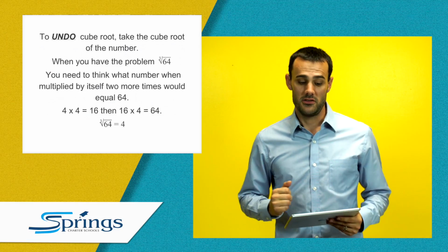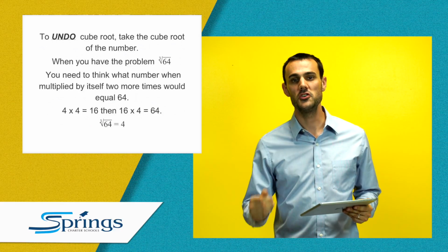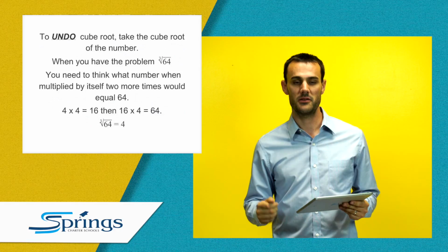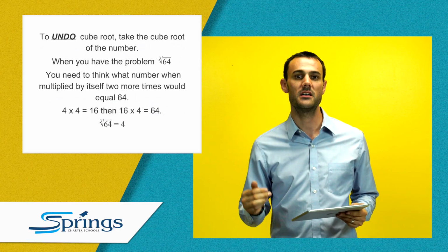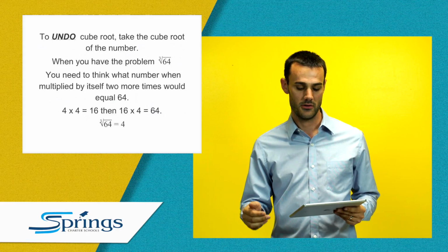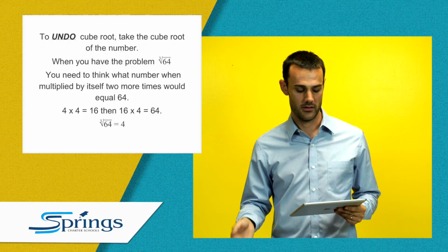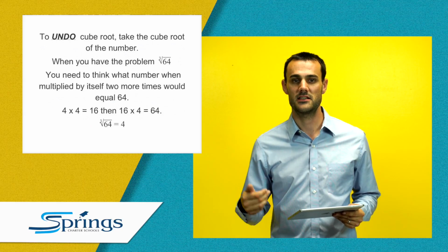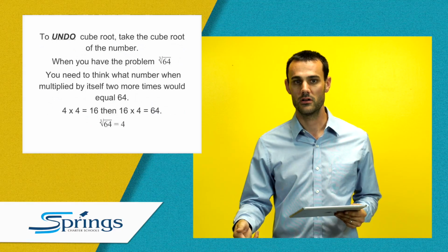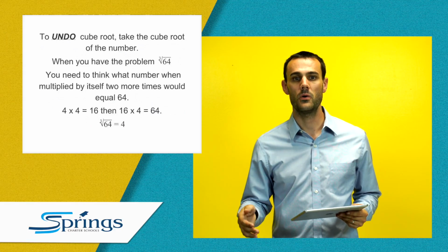To take the cube root of a number, when you have the problem of the cube root of 64, you need to think about what number, again, multiplied by itself 2 more times, is going to get us back to the number inside the cube root symbol, or the cube root box. In this case, it's 64. Okay, so 4 times 4 is equal to 16, and 16 times 4 is equal to 64. So we can say that the cube root of 64 is equal to that whole number integer 4.